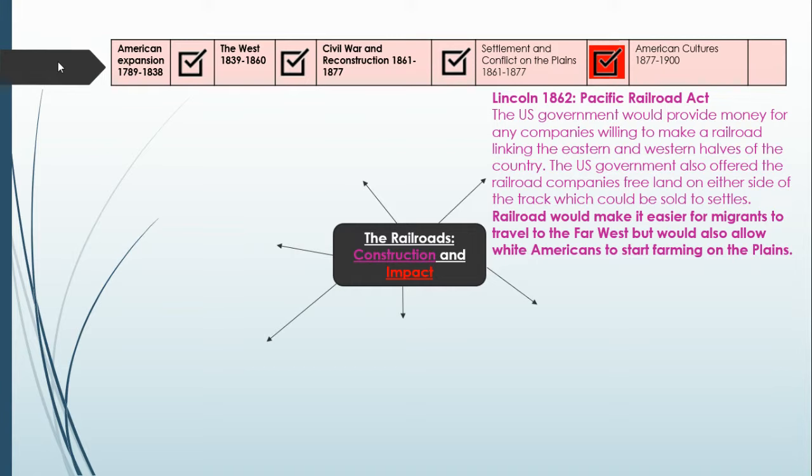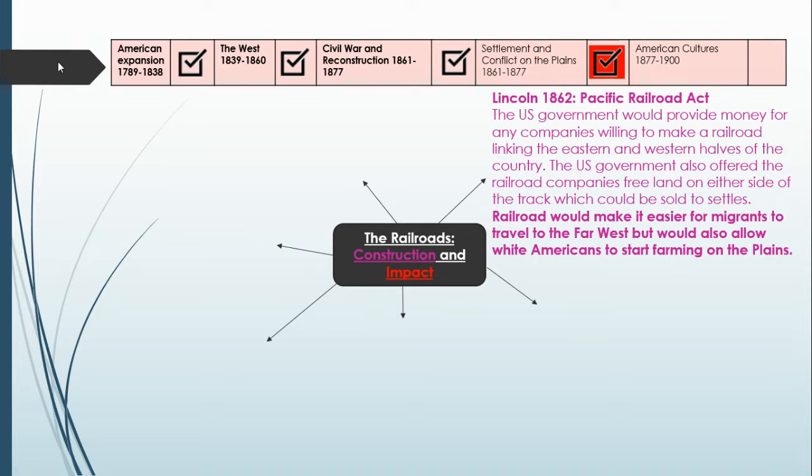The railroad would make it easier for migrants to travel to the far west, but it would also allow white Americans to start farming on the plains. Now remember, this is going to be a problem. We have tribes on the plains such as the Lakota Sioux who are naturally going to end up being displaced as a result of the construction of the railroads actually being built. That's going to disturb their lifestyle.